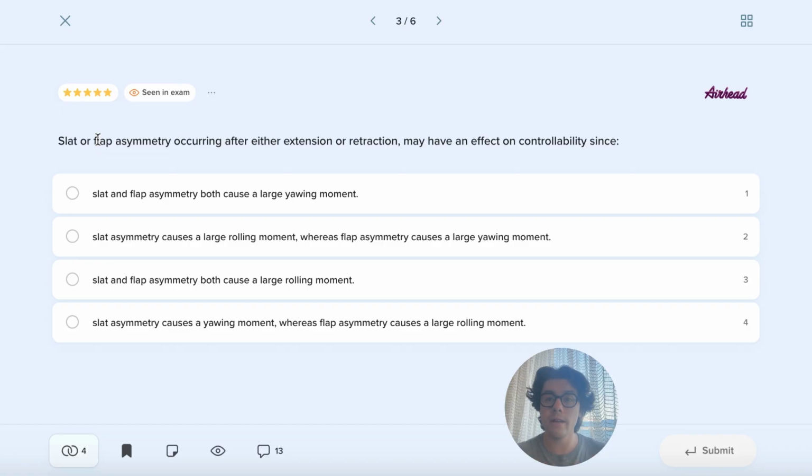However, when they're extended, they do produce drag, meaning that if you have slats extended on one wing, this wing will produce much more drag, making a yawing moment towards the wing with the asymmetry. So going back to the question, slat asymmetry causes a yawing moment, and flap asymmetry causes a large rolling moment because of the extended surface for the slats and for the increased lift on that wing for the flaps.